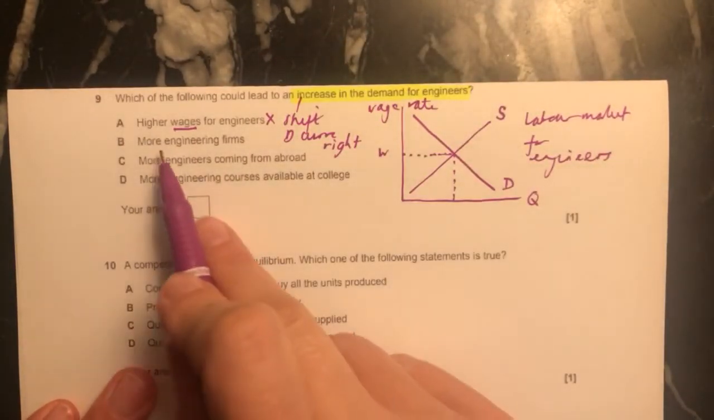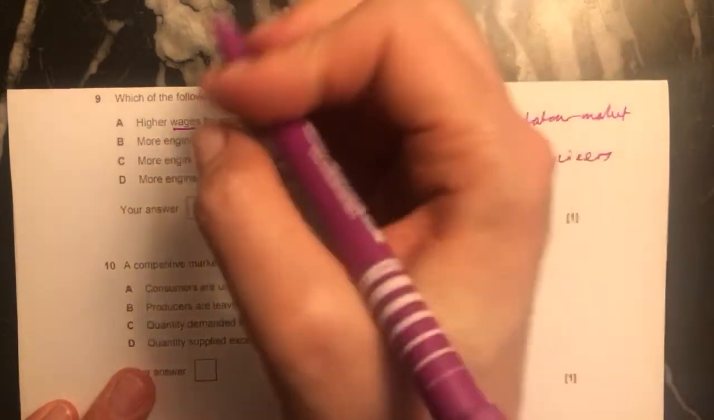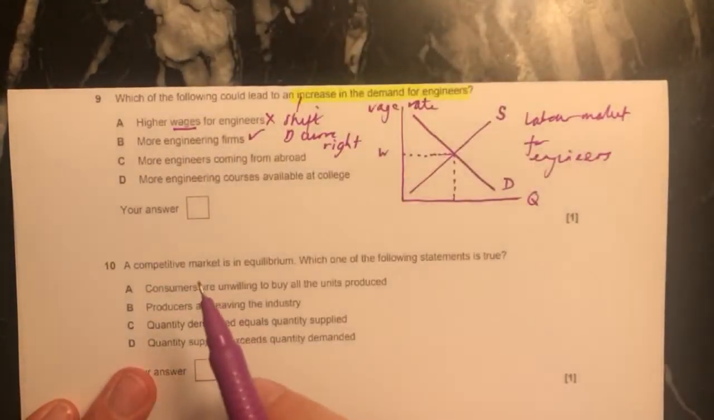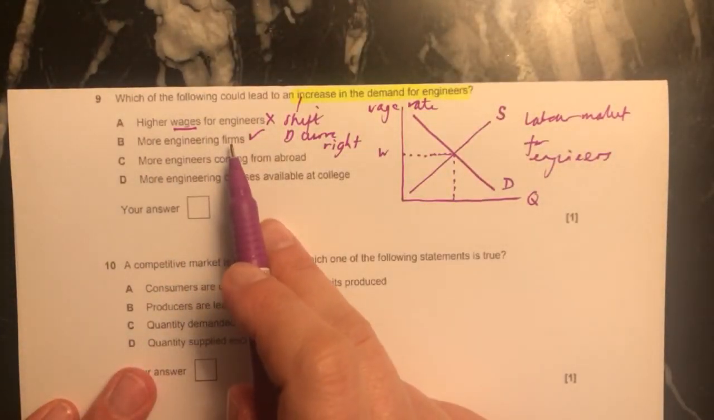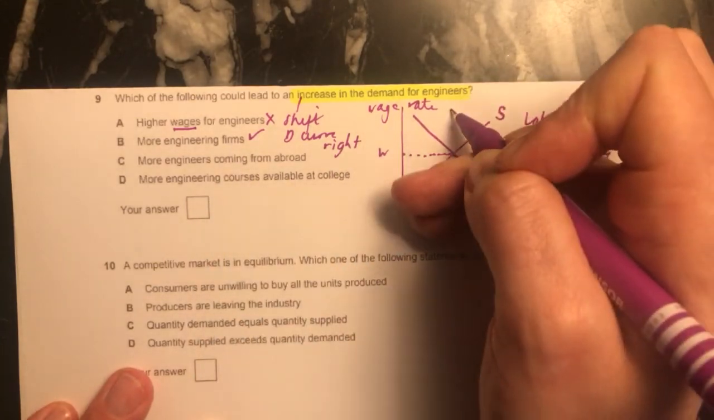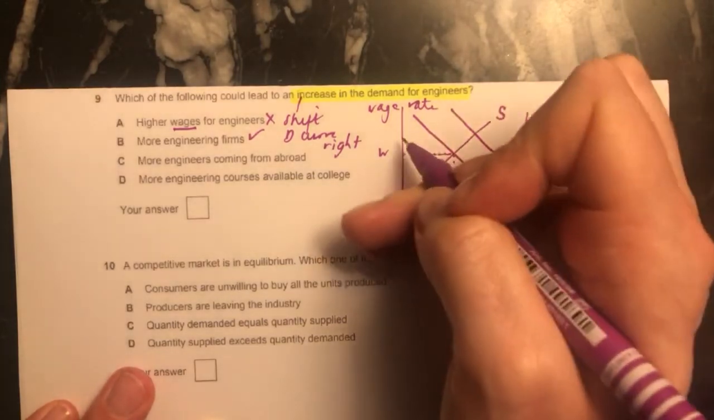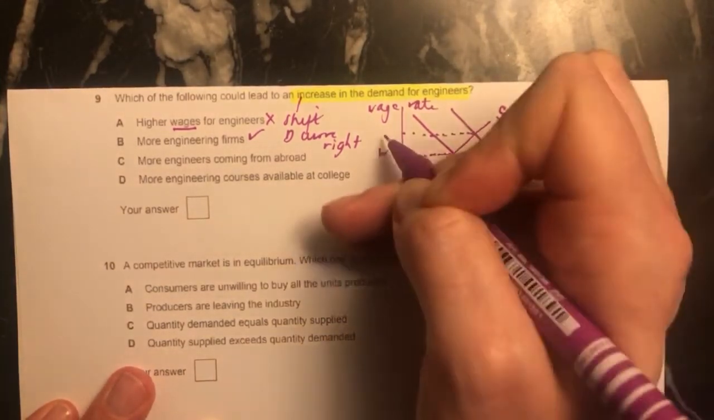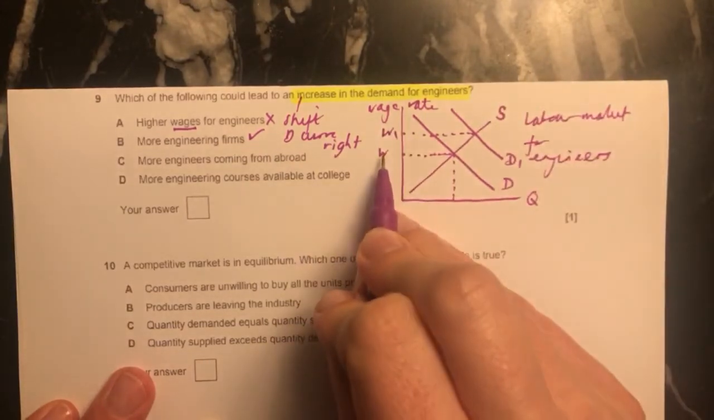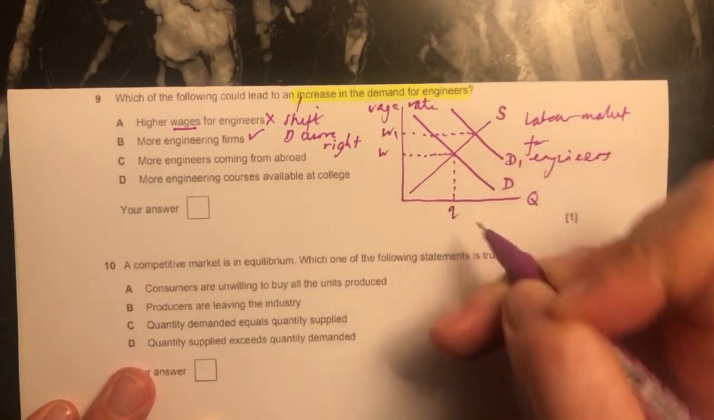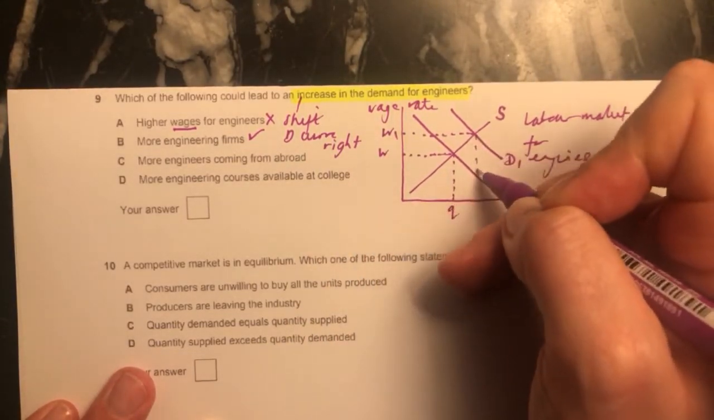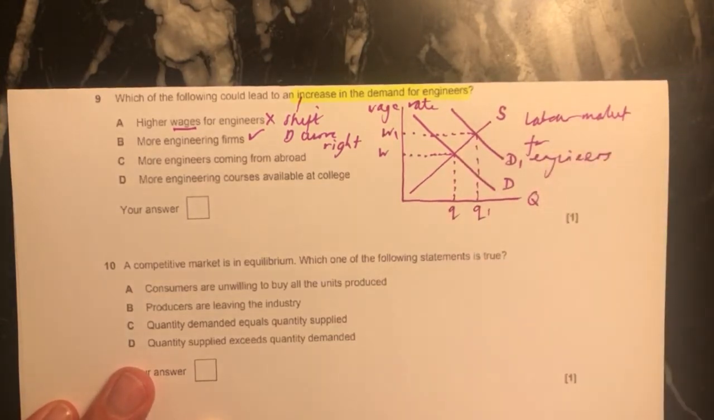The next one, more engineering firms. This is the right answer, because if you have more engineering firms, all the engineering firms are demanding engineers to work in them, and therefore this will increase the demand for engineers. The impact of that would be to shift the demand curve to the right from D to D1. And just as an aside, you can see that when that happens, the wage rate increases from W to W1 and the quantity increases from Q to Q1.